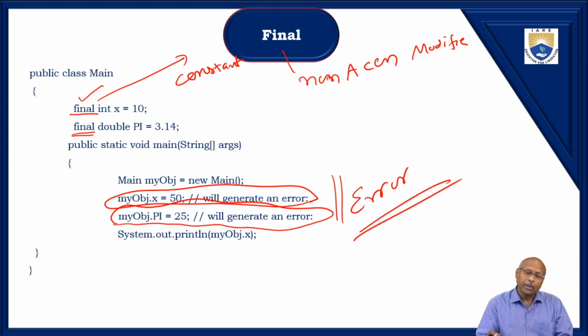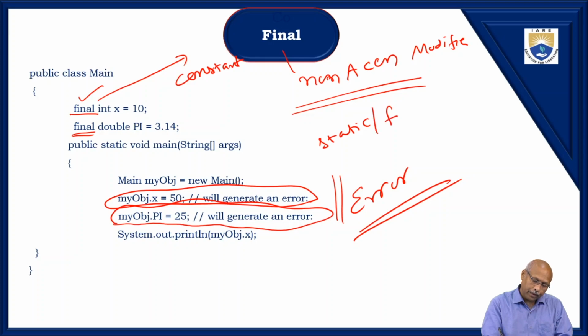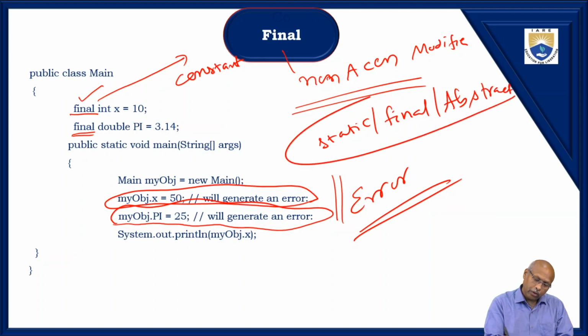So this is the way you can use these non-access modifiers. Every non-access modifier has its own nature. Generally, you will be using the static keyword, the final keyword, and the abstract keyword. They are the frequently used non-access modifiers. These things you should know how to use.